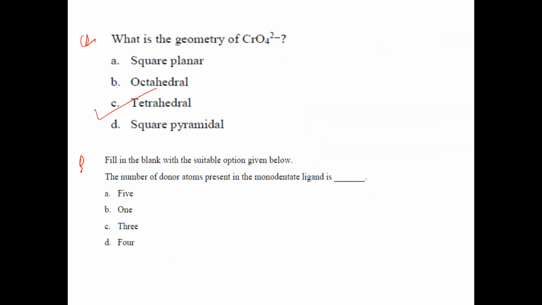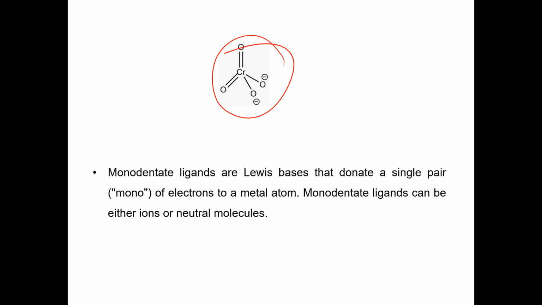Okay, and the second one, the number of donor atoms present in the monodentate. So basically, as its name indicates, there is one atom present in the monodentate ligand. Same is explained here. Monodentate ligands are Lewis bases that donate a single pair of electrons to a metal atom. So monodentate ligands can be either ions or neutral molecules. Okay, so it can be this water molecule or it can be in ion form. So these are the monodentate ligands.